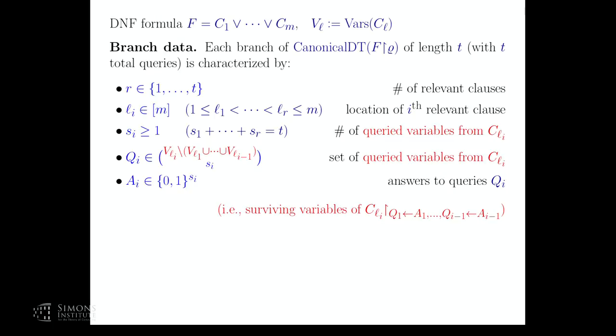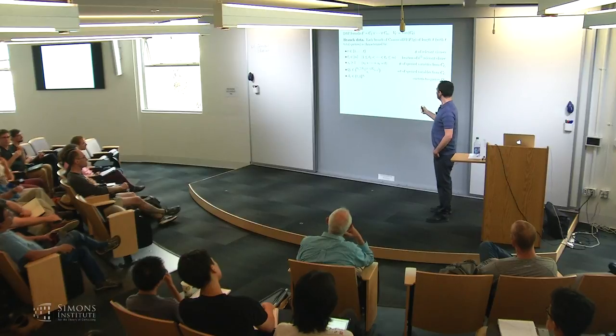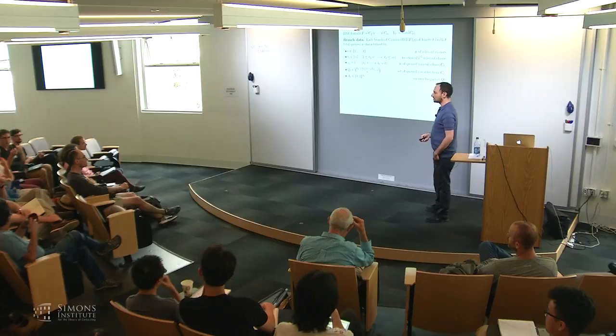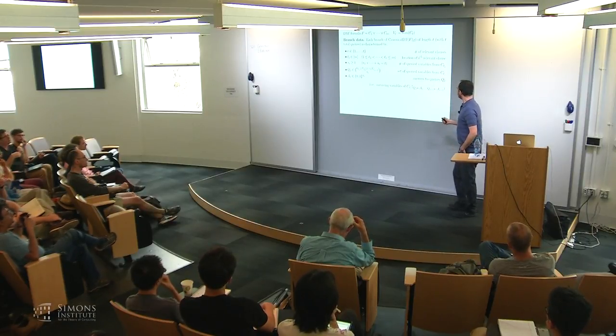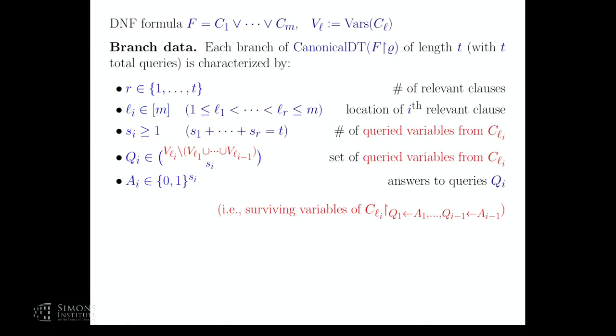Is it all the variables in the preceding clauses, not just the queries of the preceding clauses? Those variables are set by rho or by... Oh, right, exactly. And actually, there's a typo here already. This should be rho union this. Good. And just to clarify, what exactly are the queried variables from the clause CLi? This is going to be the surviving variables of this clause under rho union the queries and answers from the previous steps. The important observation is that all of these queries lie in the variables of the Lith clause, which are disjoint from the previous variables, since all of those get set in these queries together with rho.